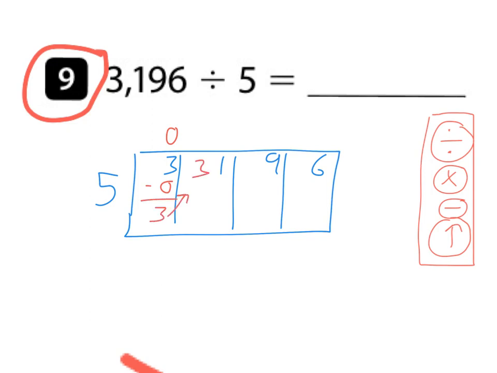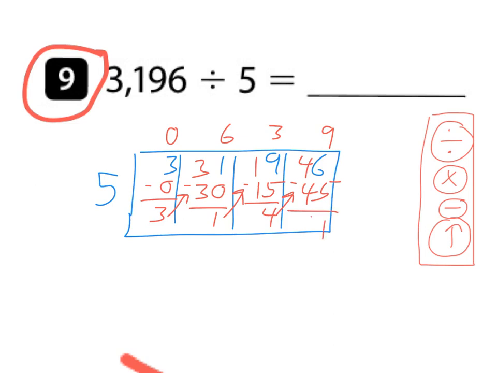bring up. 5 goes into 31 6 times. 6 times 5 is 30. Subtract, bring up. 5 goes into 19 3 times. 3 times 5 is 15. Subtract, bring up. So 5 goes into 46 9 times. 9 times 5 is 45. 46 minus 45 is 1. My remainder is 1. So 5 does not divide evenly into 3,196, but my quotient is 639, remainder 1.